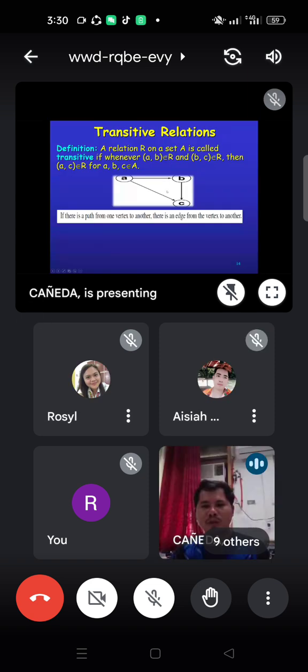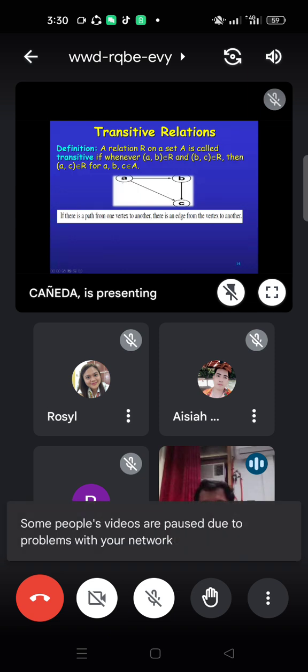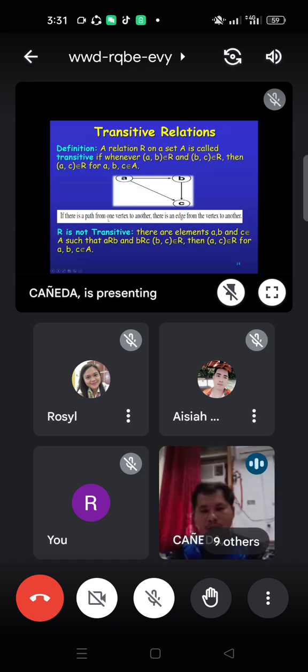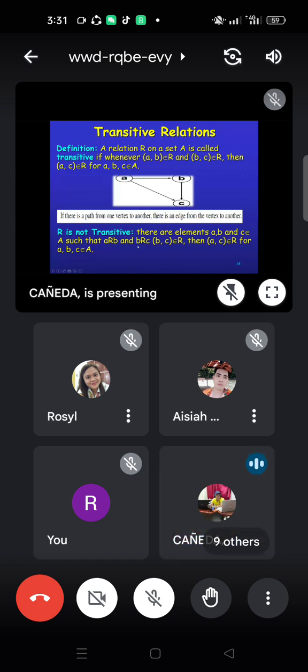For example, if we have A and B map to C, then we have A map to another. If R is not transitive, there are elements A, B, and C belonging to A such that A is related to B and B is related to C.